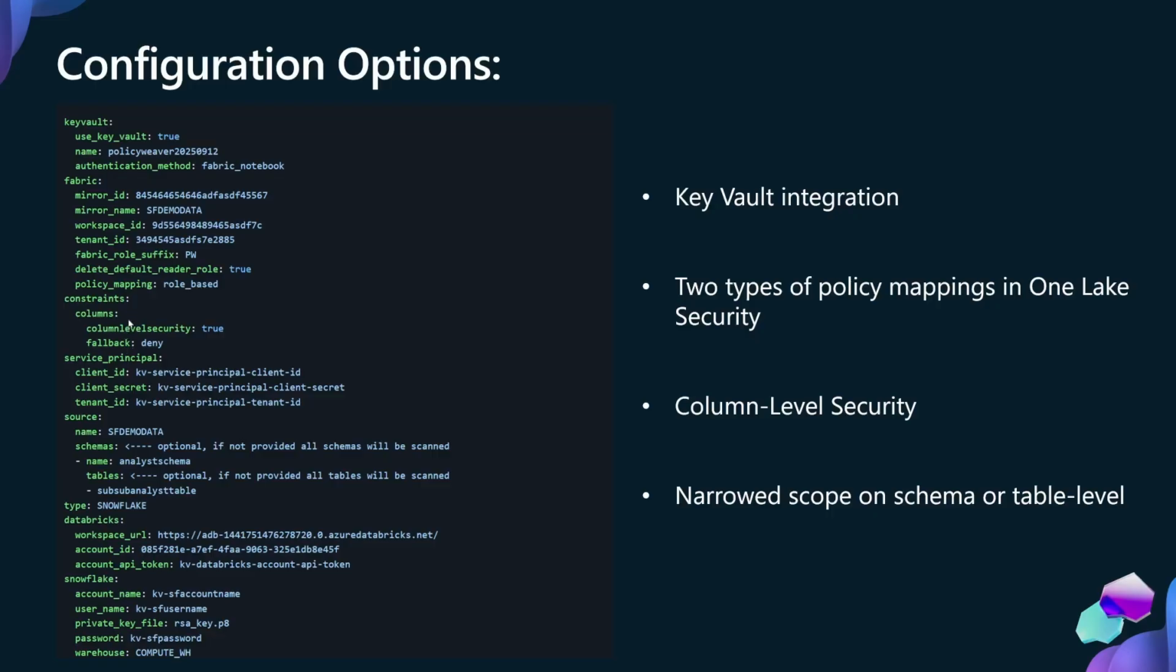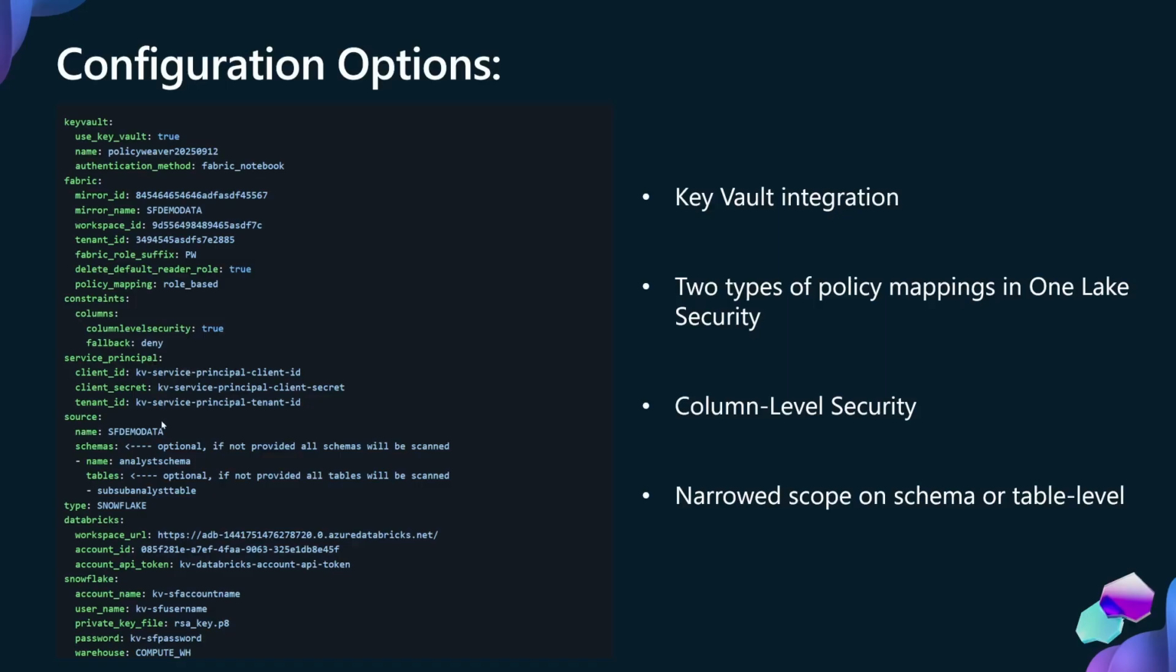For the constraints, you can specify columns, but also rows, which is not shown here, but in the documentation. For rows, it's the same here. For columns, you specify if you want to use it or not, and if so, what the fallback is. The fallback means if we can't interpret a policy, which can be very arbitrary, if we can't match what these policies actually mean, then this fallback applies.